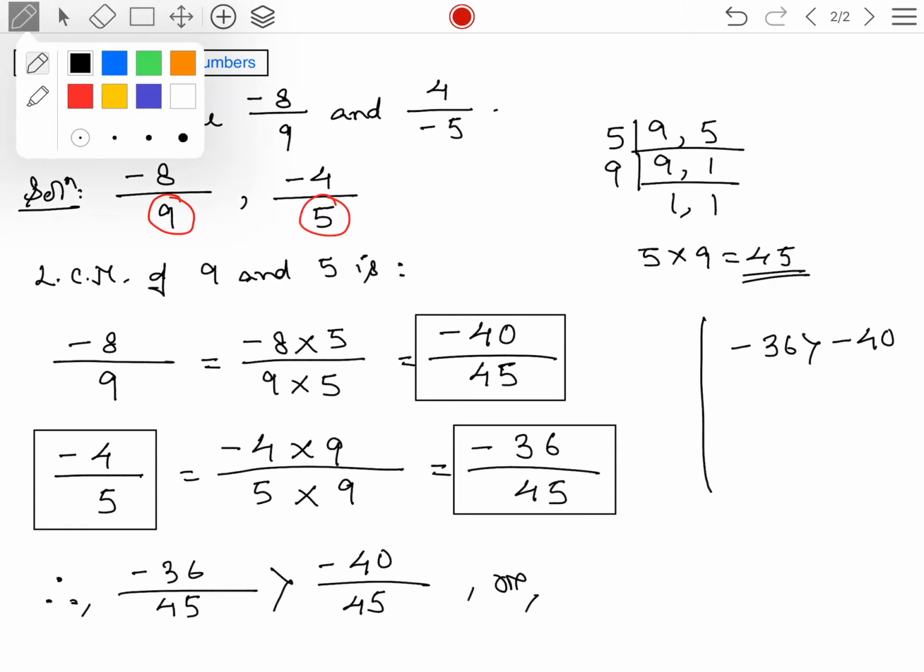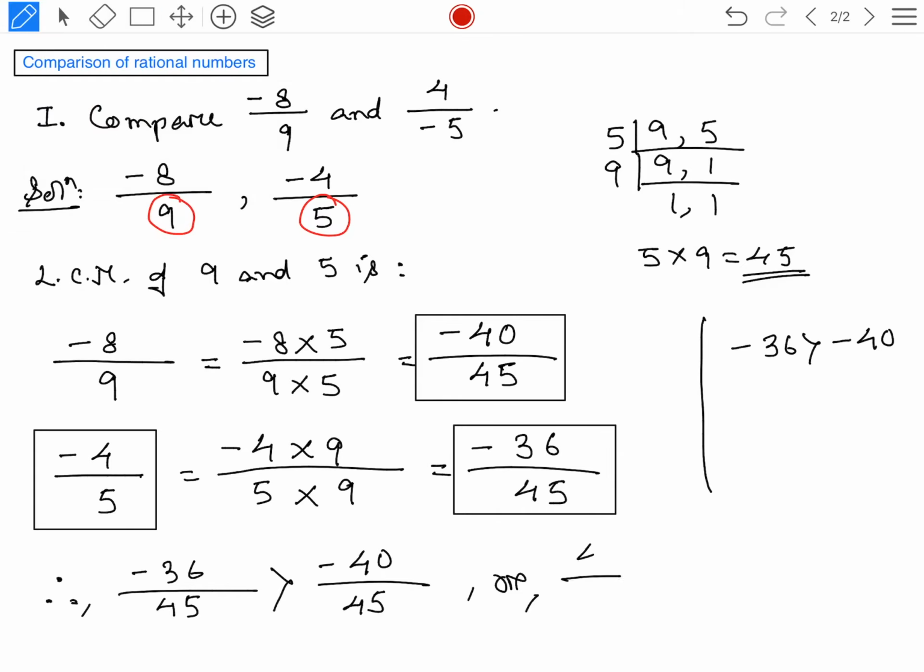This one, minus 36 by 45 means 4 by 5. So we can write here minus 4 by 5 is greater than minus 40 by 45, which means how much? Minus 8 by 9, yes or no? So what we will write? Minus 4 by 5 is greater than minus 8 by 9. So this is your answer.